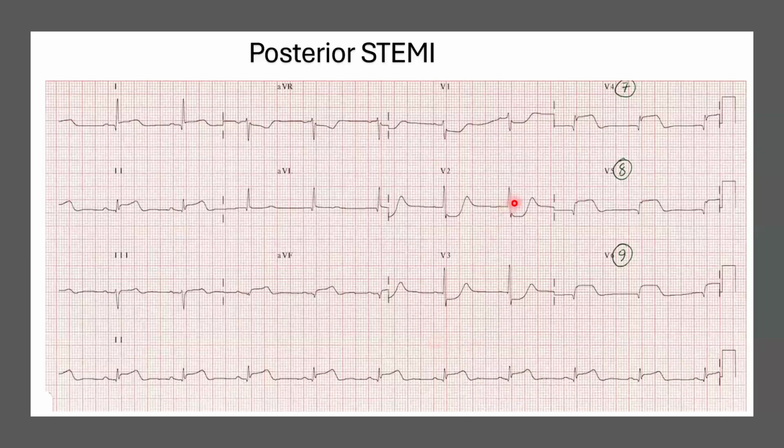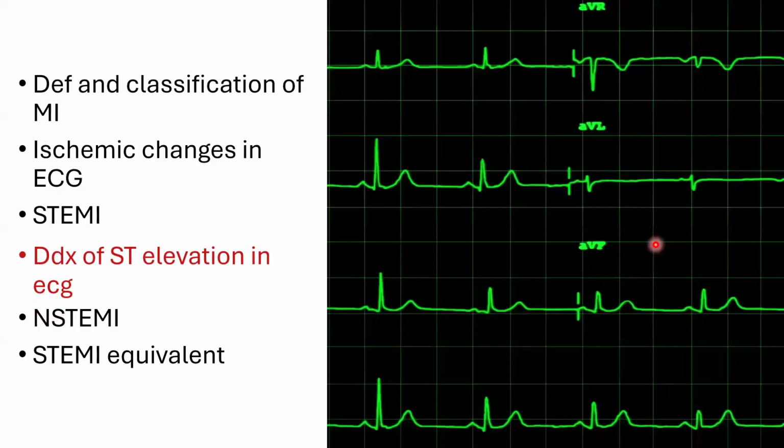Here we have an ST segment depression in the anterior leads. So we did a posterior EKG, and we have V7, V8, and V9. And as you can see, there's marked ST elevation in these leads. So this is the posterior STEMI.